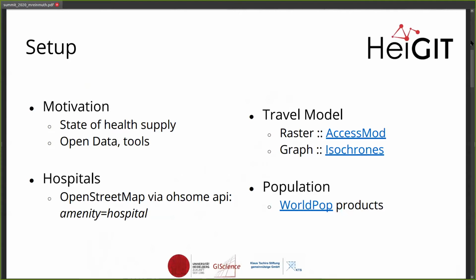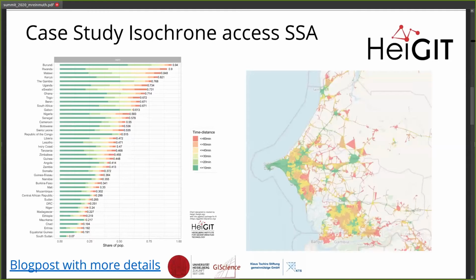So basically, I will show you two studies we've conducted using open data and open tools to estimate the state of health supply in countries and compare countries. We relied on OpenStreetMap data, extracting hospitals, and then we used two different methods to estimate the area from a hospital that you can reach in a certain amount of time. You can also refer to this as a catchment area. So we used a raster approach using the AccessMod tool and a graph or network-based approach using the OpenRouteService isochrone service. And then we intersected the areas from each hospital with population products from WorldPop.